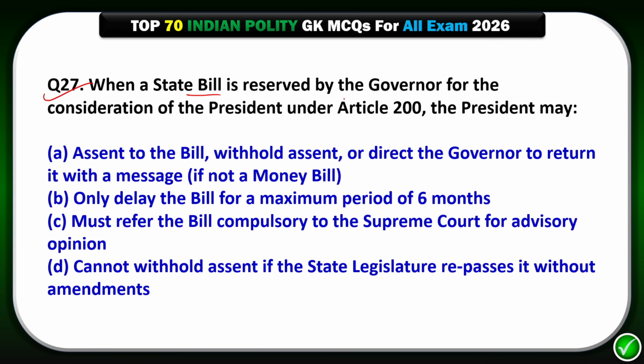27. When a state bill is reserved by the governor for the consideration of the president under Article 200, the president may: Assent to the bill, withhold assent, or direct the governor to return it with a message if not amenable. Only delay the bill for a maximum period of 6 months. Must refer the bill compulsorily to the Supreme Court for advisory opinion. Cannot withhold assent if the state legislature repasses it without amendments. Option number A. Assent to the bill, withhold assent, or direct the governor to return it with a message if not amenable.